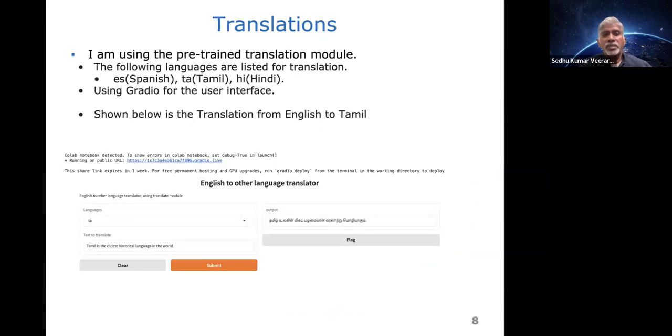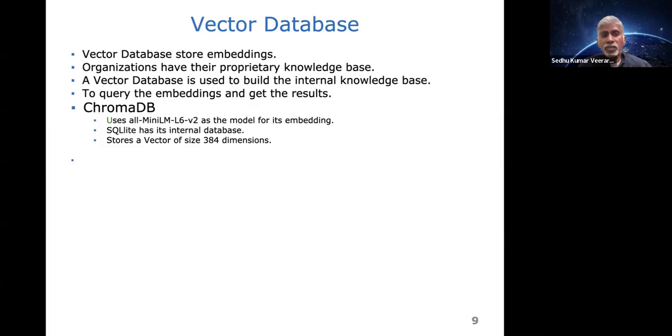And I'm using the pre-trained translation model. The following languages are listed for translation: Spanish, Tamil, and Hindi. Using Gradio for the user interface. Shown below is the translation from English to Tamil.